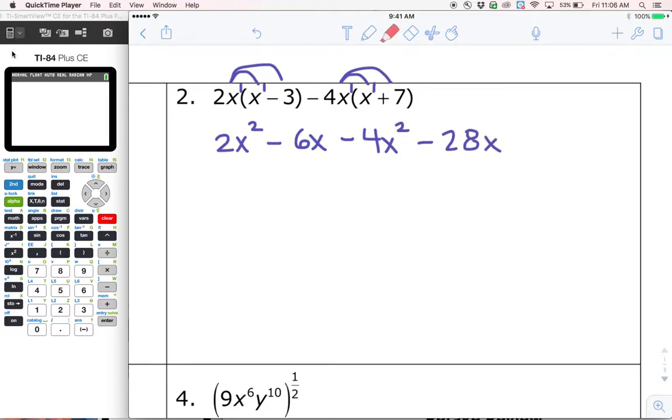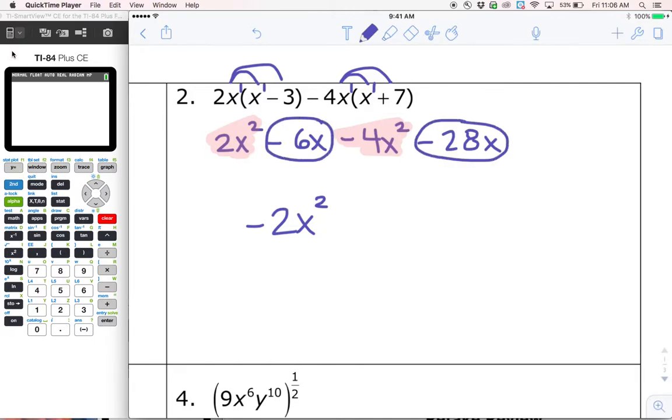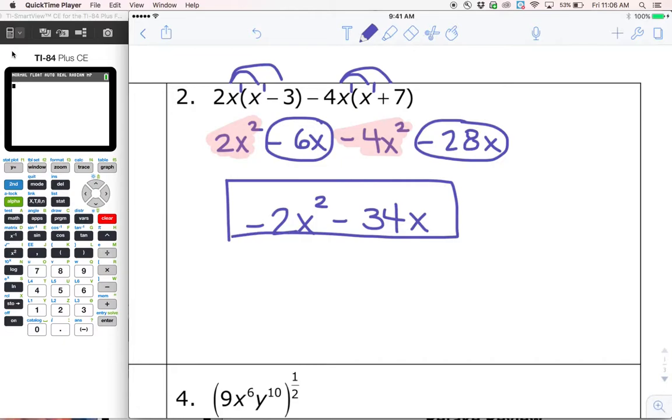Now we can combine like terms. I've got a positive 2x squared and a minus 4x squared. It's going to give me a negative 2x squared when I add. And I've got a negative 6x minus 28x. And here I'm going to get a minus 34x. These are not like terms, so we cannot combine them further, and that's our answer.